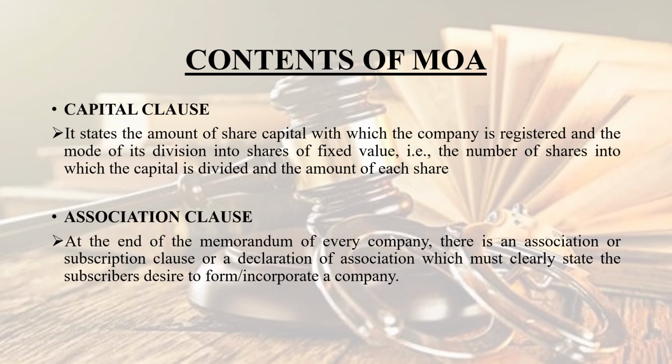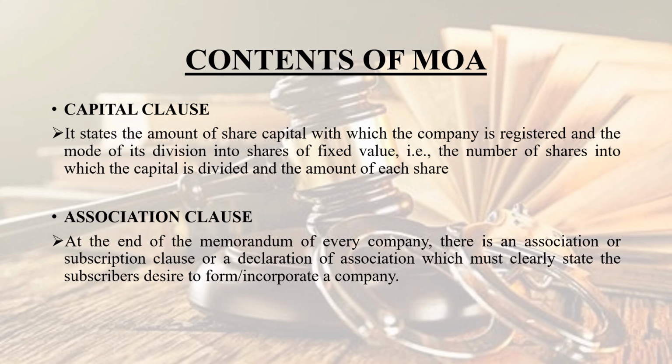The sixth one is the association clause, which is the last clause in the contents of MOA. It explains that any individual signing the bottom of the MOA wants to be a part of the association that's being formed by the memorandum. It has to be signed by at least 7 members in case of a public company and at least 2 members in case of a private company.